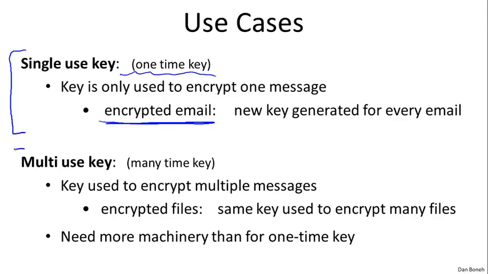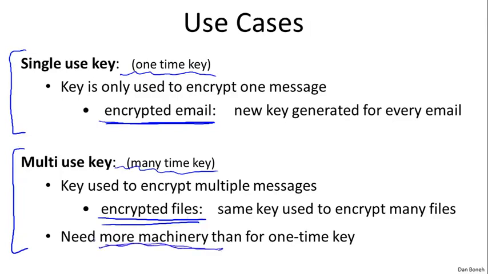Now, there are many cases, in fact, where keys need to be used to encrypt multiple messages. We call these many-time keys. For example, when you encrypt files in a file system, the same key is used to encrypt many, many different files. And it turns out if the key is now going to be used to encrypt multiple messages, we need a little bit more machinery to make sure that the encryption system is secure.